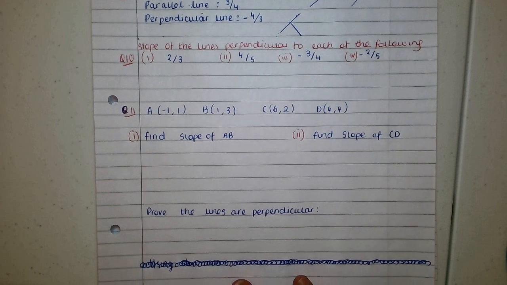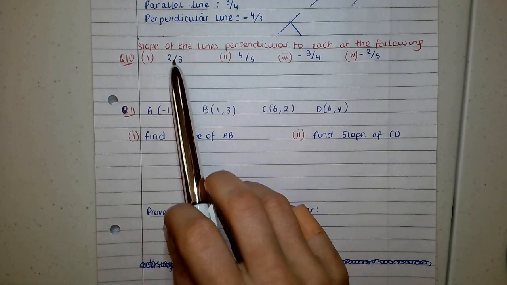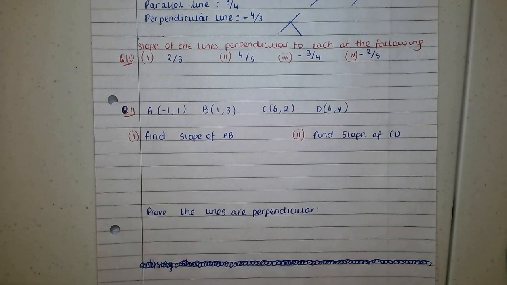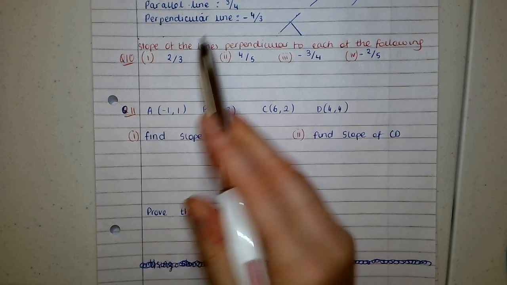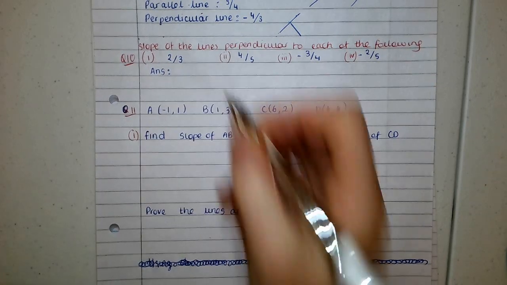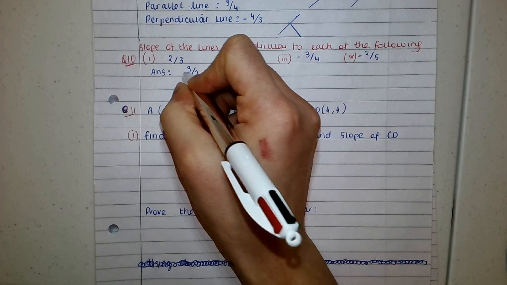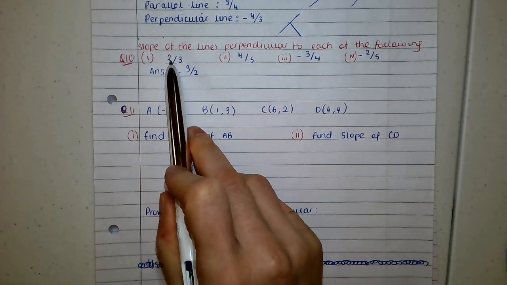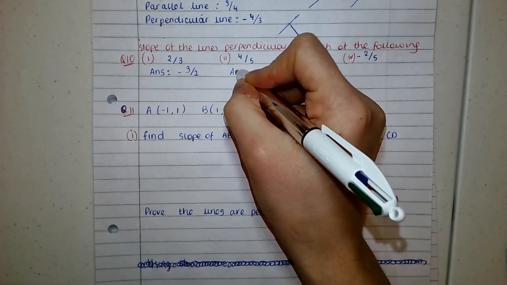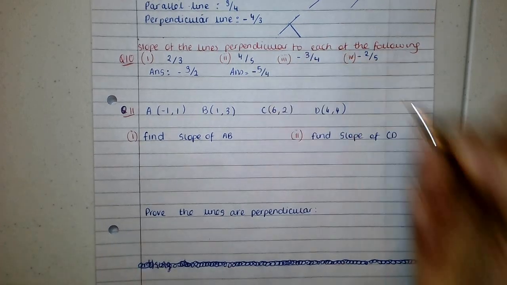Looking at question 10, this question just requires you to find the slope of lines perpendicular to all of these lines. If a line has a slope of 2/3, the line perpendicular to this line would give you a slope of minus 3/2. So we flip the fraction and we change the sign. The same with this one. We flip the fraction, and because it is a positive, we change it to a negative.